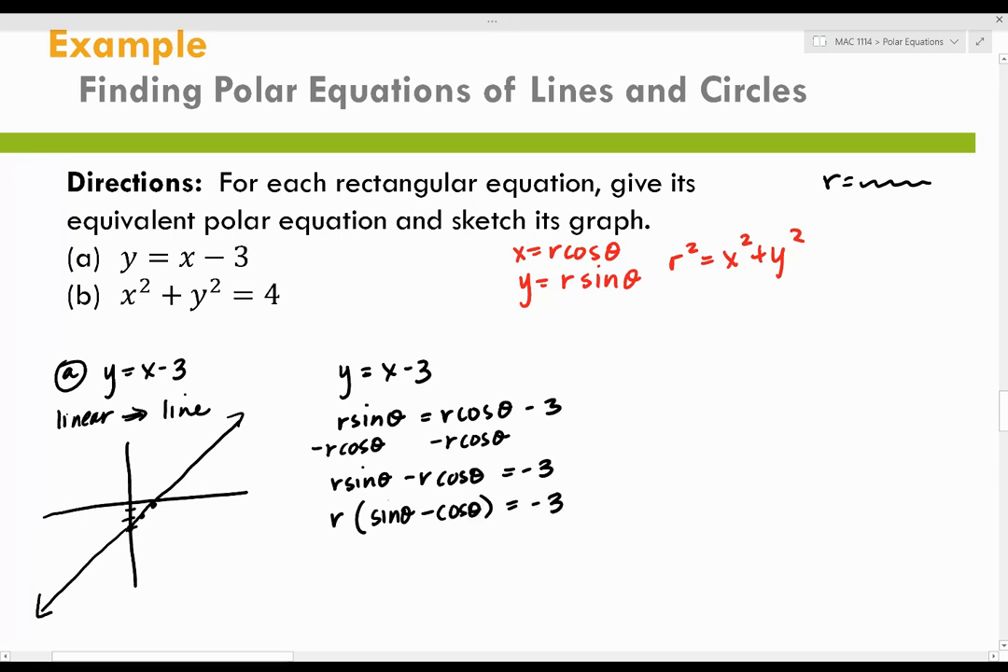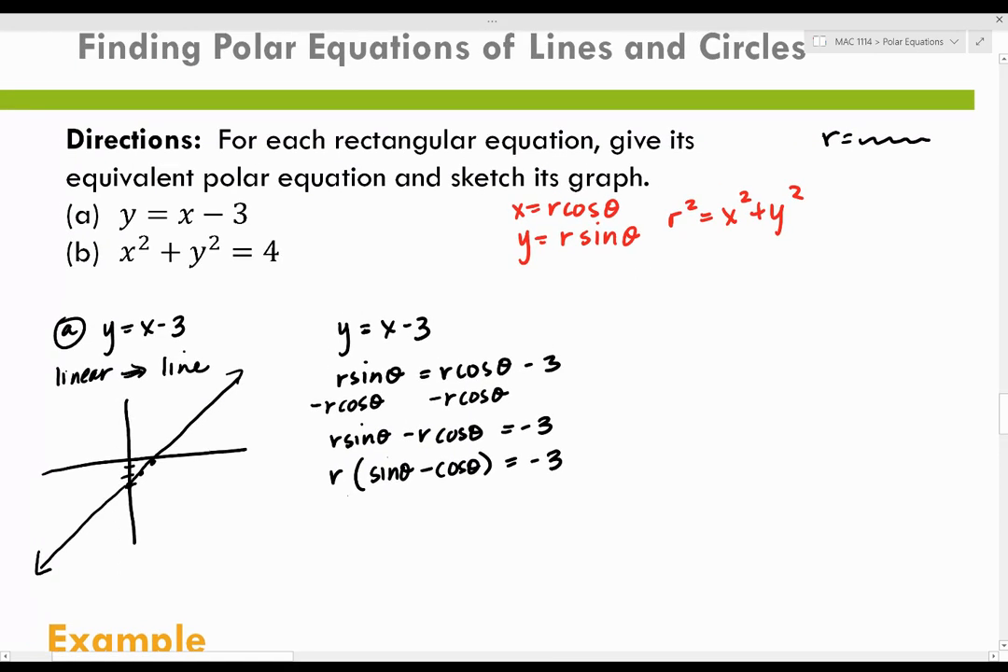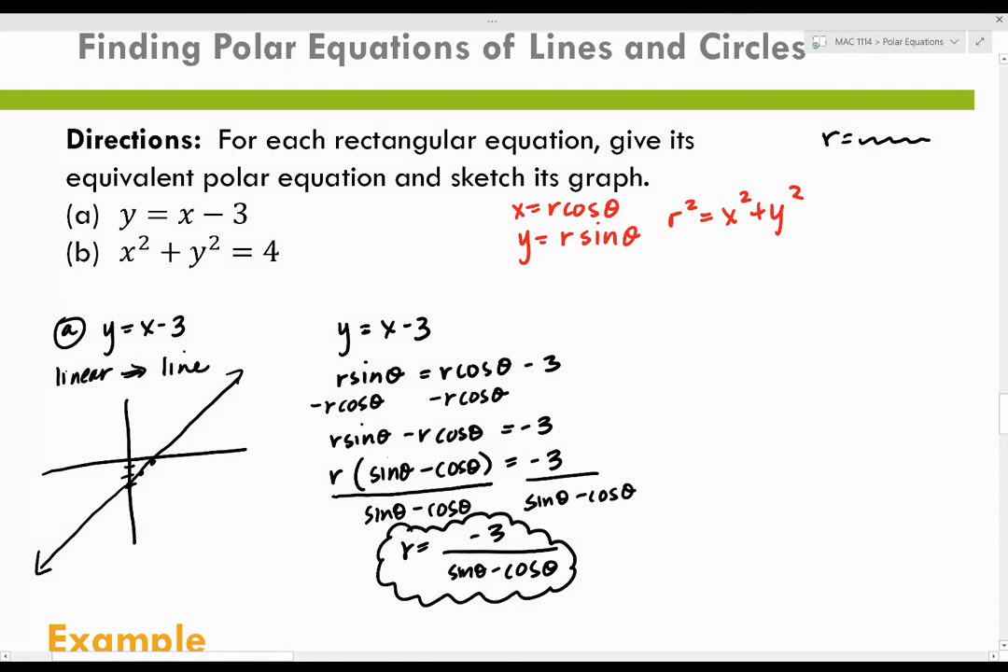And if I want to get r by itself, I can divide both sides by sine theta minus cosine theta. So that gives me r equals -3 over sine theta minus cosine theta. All right. Now, if you put that equation in your calculator, you're going to see that you get a line as well. Okay. Cool. All right, let's look at the second one.